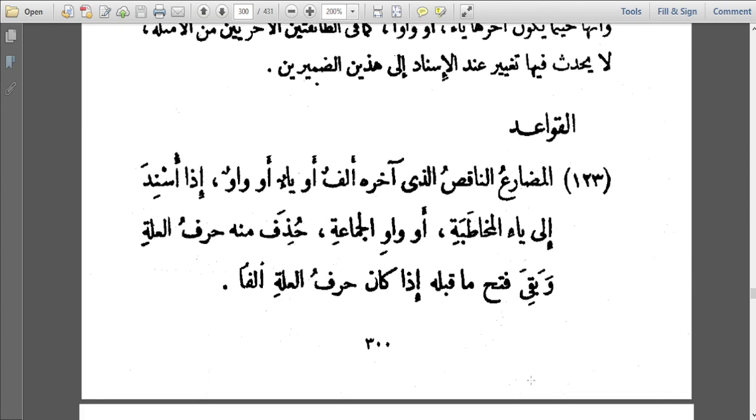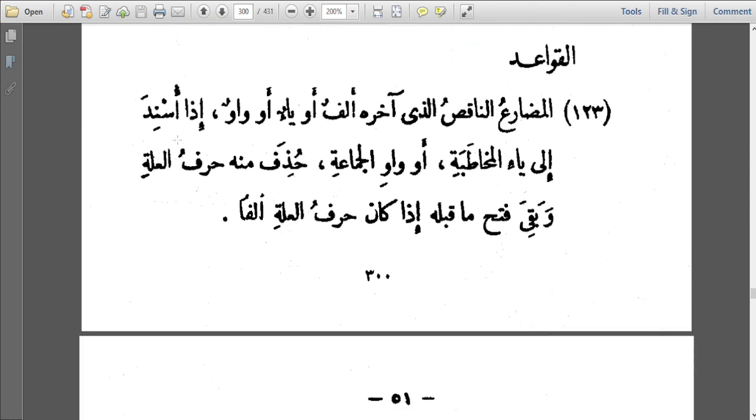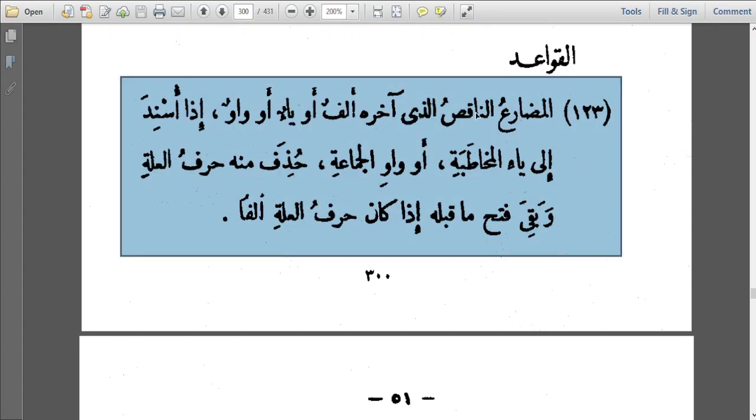Jamil. Let's look at the qawaid. It says, put some highlight on it. المضارع الناقص الذي آخره ألف أو ياء أو واو إذا أسند إلى ياء المخاطبة أو واو الجماعة حذف منه حرف العلة وبقي فتح ما قبله إذا كان حرف العلة ألفا. I think you can read it this way repeatedly. It will help. Okay, you read to yourself loudly. المضارع الناقص الذي آخره ألف أو ياء أو واو إذا أسند إلى ياء المخاطبة أو واو الجماعة حذف منه حرف العلة وبقي فتح ما قبله إذا كان حرف العلة ألفا. Okay, we can read it this way repeatedly to at least make it stick.